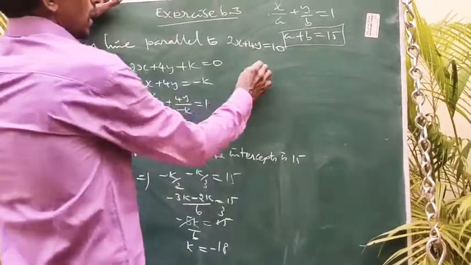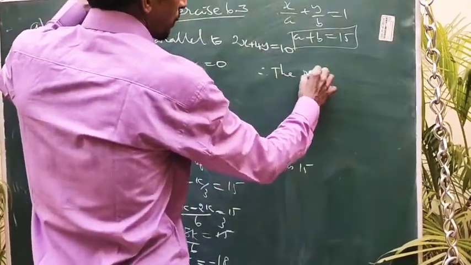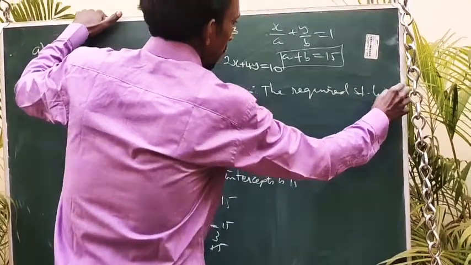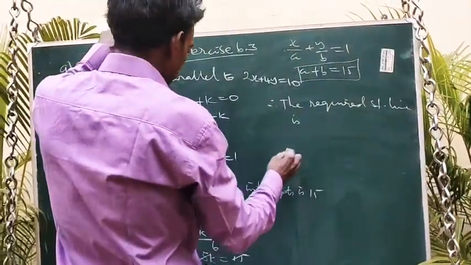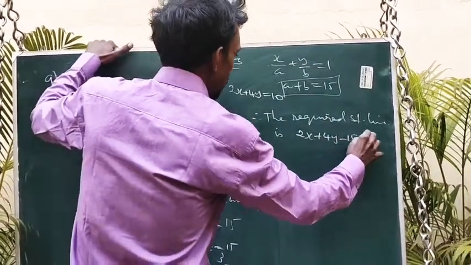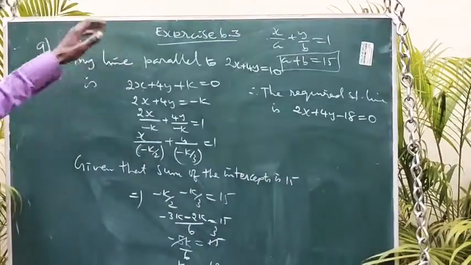Therefore, the required straight line is 2x plus 3y minus 18 equal to 0.